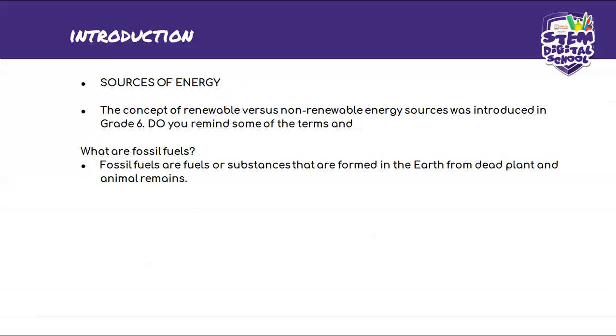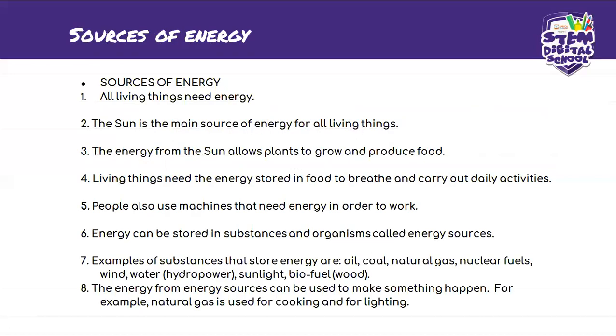All right, so we are just going to move a step from that. Now, sources of energy. All living things need energy. Anything that is living on this planet Earth needs energy to function. The sun is the main source of energy for all living things. The sun rays come down from millions of miles away, and living things need that source of energy to function, to produce, to move. The energy from the sun allows plants to grow and produce food. I hope you remember that through photosynthesis.